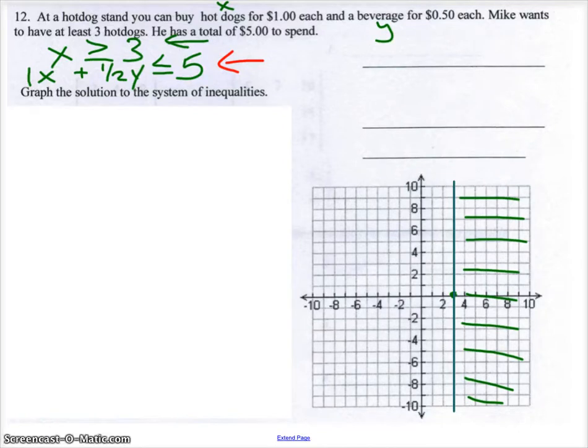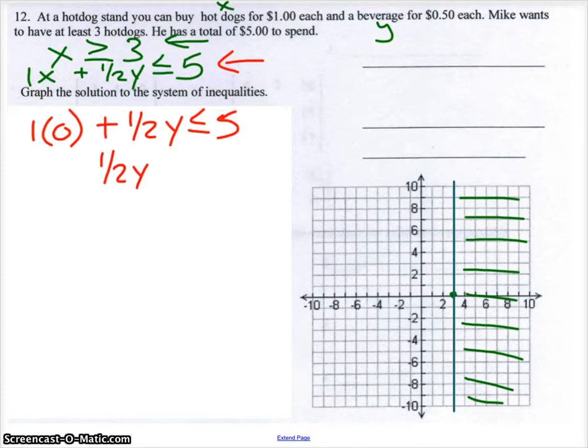Our next step is now to deal with our second equation, which is 1x plus 1/2 y is less than or equal to 5. To graph this one, we'll put in the zeros again. So we'll do a 0 for x and find the y's. So 1 times 0 plus 1/2 y is less than or equal to 5. So 1/2 y is less than or equal to 5, which means you multiply by 2, and you get y is less than or equal to 10. So we'll come all the way up here to 10.